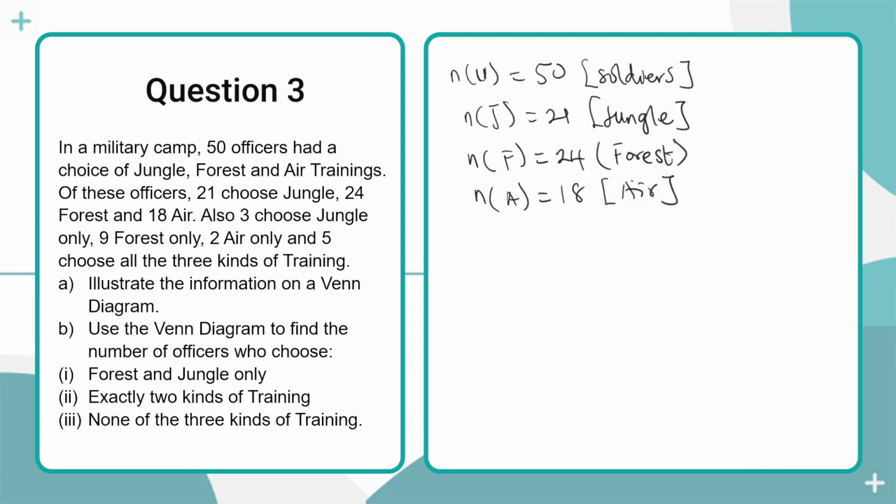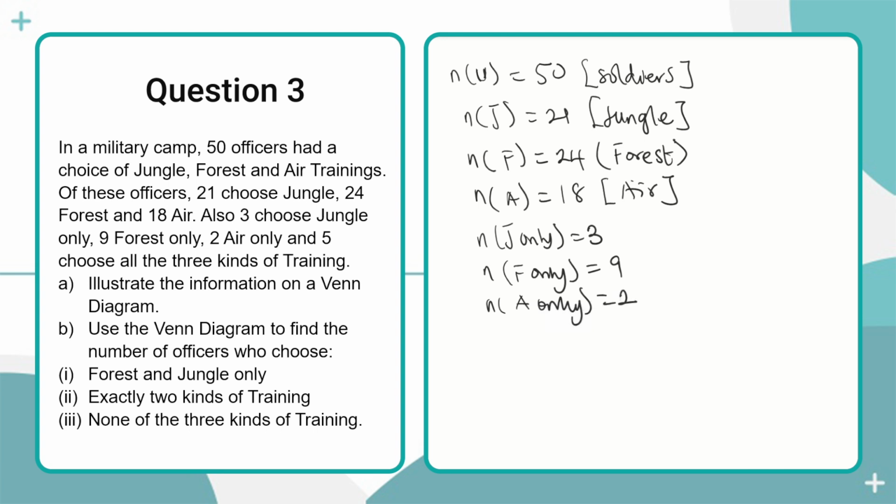Now, they also gave some information in the question. 3 chose jungle only. So when we consider J only, we have 3. And then how many people chose forest only? 9. So F only is 9. And then we have 2 choosing air only. So let's clean here and put the only there. So air only, that is 2.